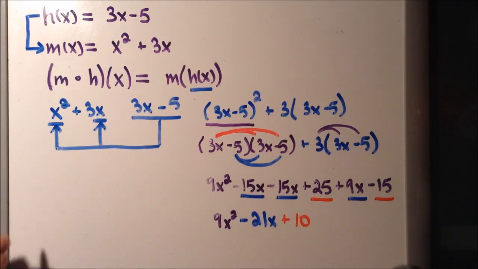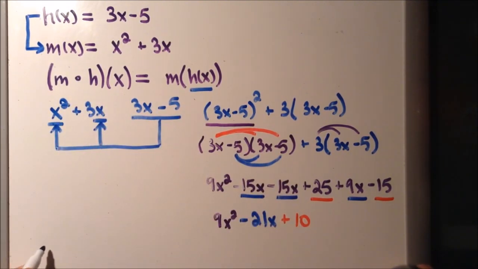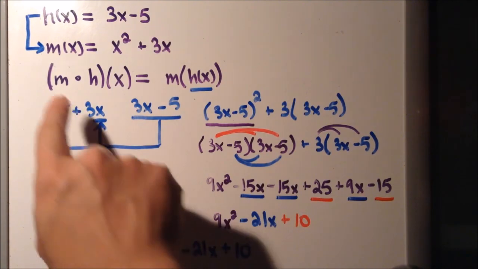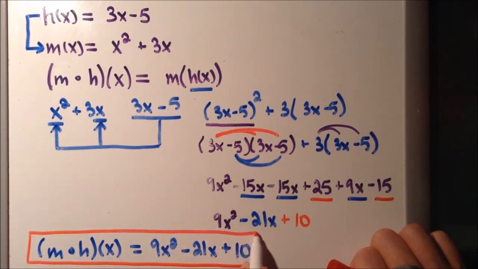So the composition m of h of x is 9x squared minus 21x plus 10. That would be your answer. Again, you can just box that when finding the composition. I'm just writing out the whole mathematical notation. And that's it.